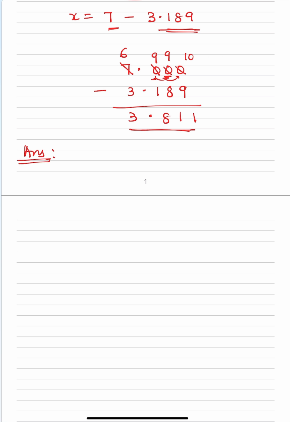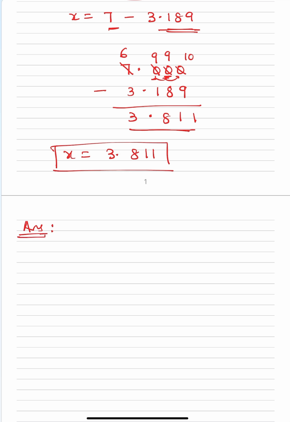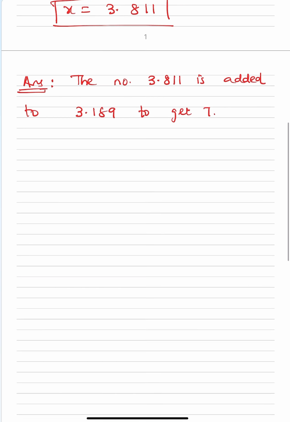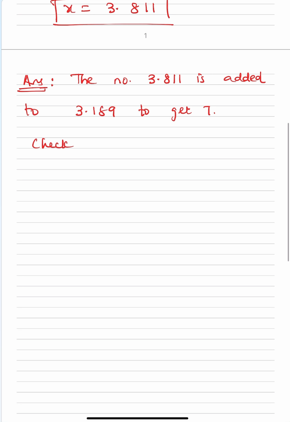Here what do we get? Let me write first that we got x is equal to 3.811. Now we will write the answer that the number 3.811 is added to 3.189 to get 7. Let us just check whether we add these two numbers and are we getting the answer 7. So let us check.